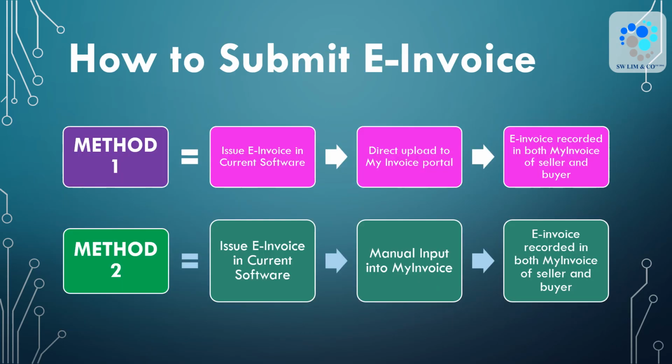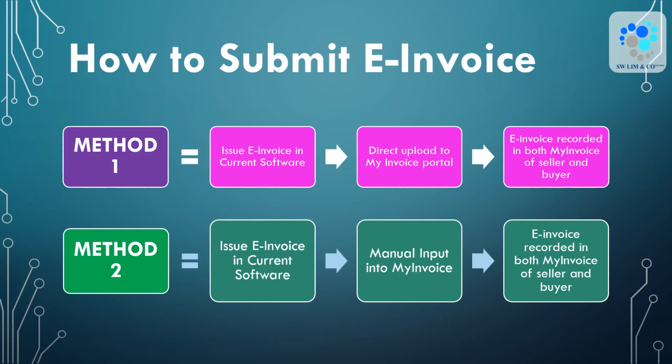Currently, there are two ways to submit or create e-invoice. The first method is through API integration. The current accounting software that you are using needs to be linked to the MyInvois portal. You can then proceed to issue your e-invoice in your current accounting software, and it will be directly uploaded to the MyInvois portal. Upon successful upload, the e-invoice will be recorded in the MyInvois account for both the seller and buyer.